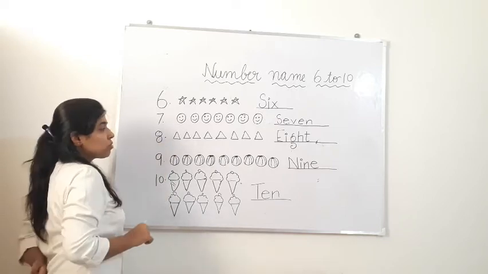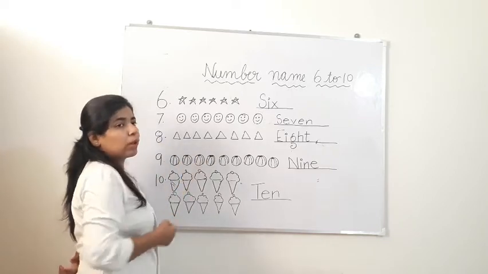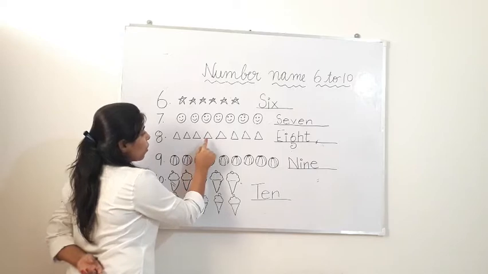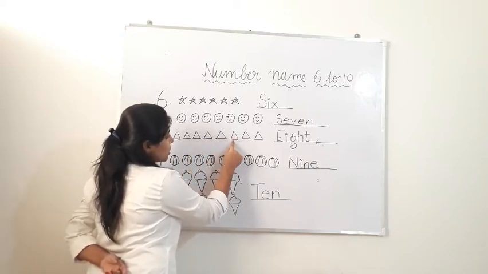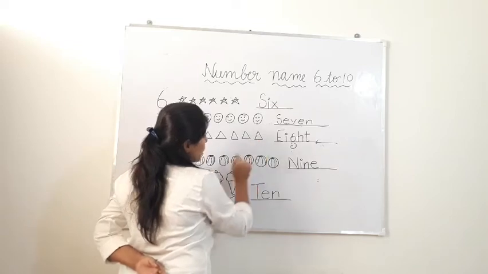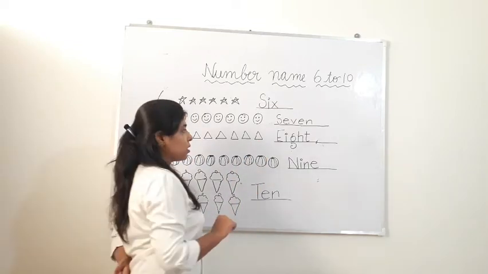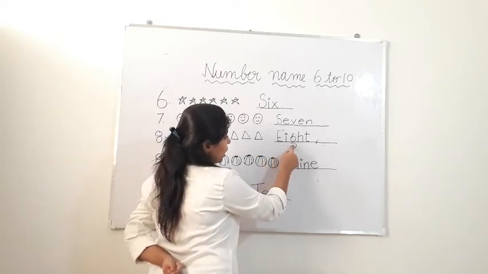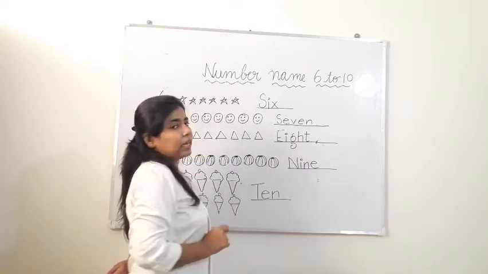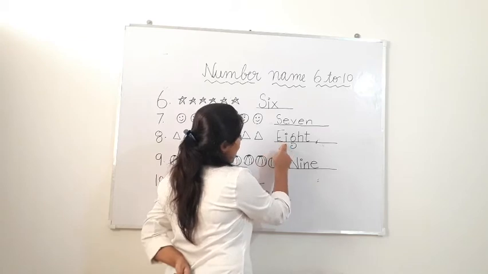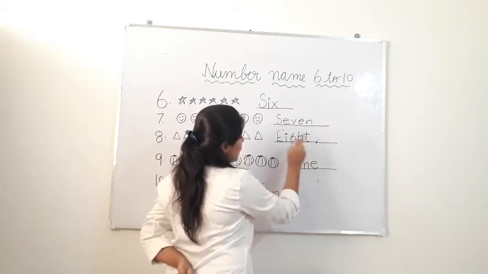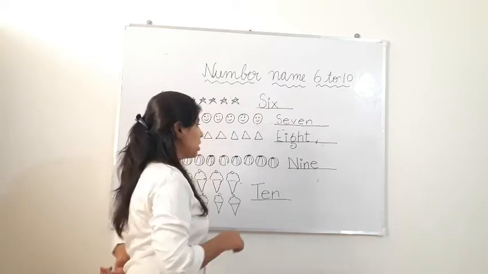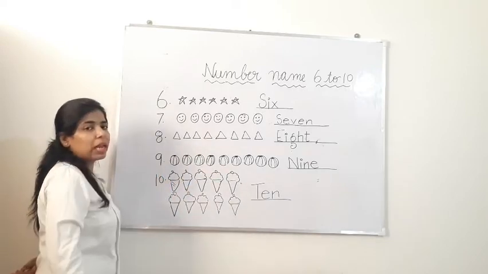How many triangles are here? First we will count triangles. Then we will learn the spelling of 8. Let's start. 1, 2, 3, 4, 5, 6, 7, 8. 8 triangles are here. And what is the spelling of 8? E-I-G-H-T. 8. E-I-G-H-T. 8.